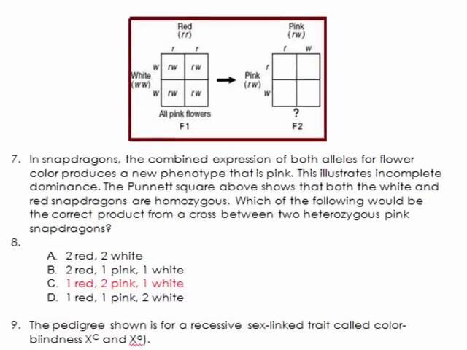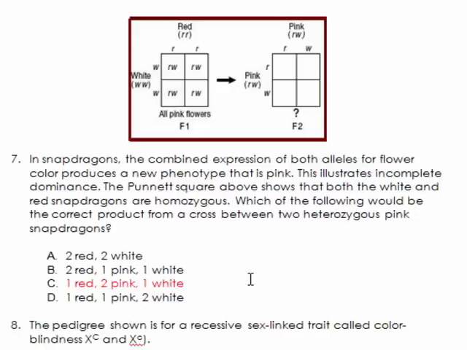Number 7. In snapdragons, the combined expression of both alleles for flower color produces a new phenotype that is pink. This illustrates incomplete dominance. The Punnett square above shows that both the white and red snapdragons are homozygous. Which of the following would be the correct product from a cross between two heterozygous pink snapdragons?